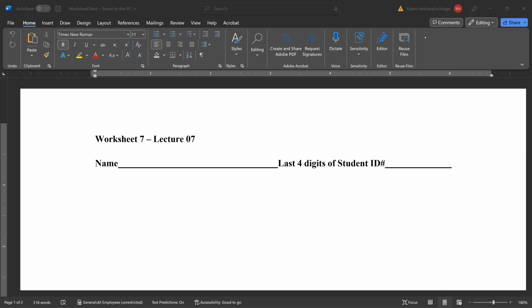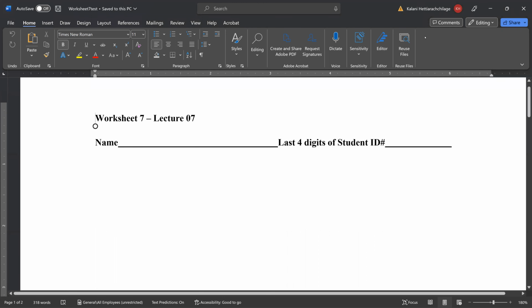Okay, so let's move into worksheet number 7 from lecture number 7. As you already know, in lecture number 7 we basically discussed atomic structure and how the electron, proton, and neutrons stay in the atom. And then we discussed a little more about definitions of scientific terms that we define: element, molecule, compound, mixture, isotopes, and those kinds of things.